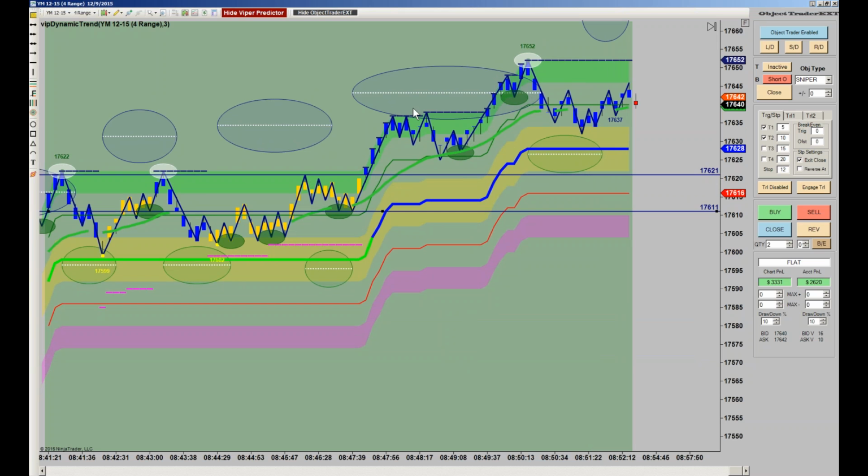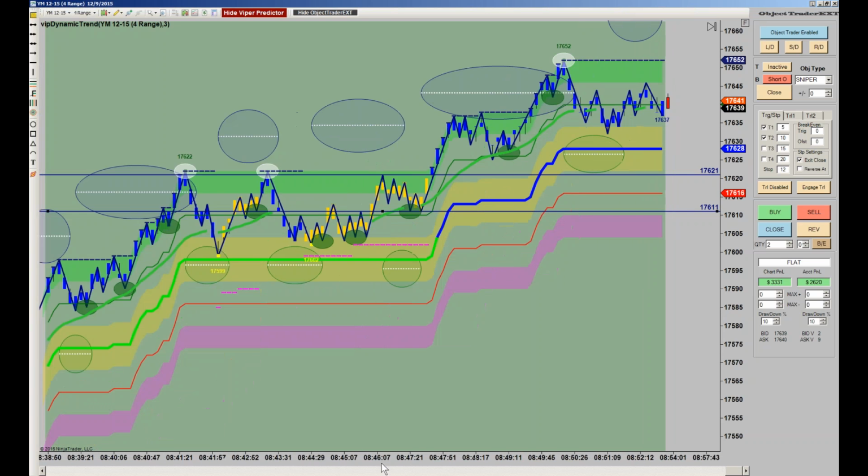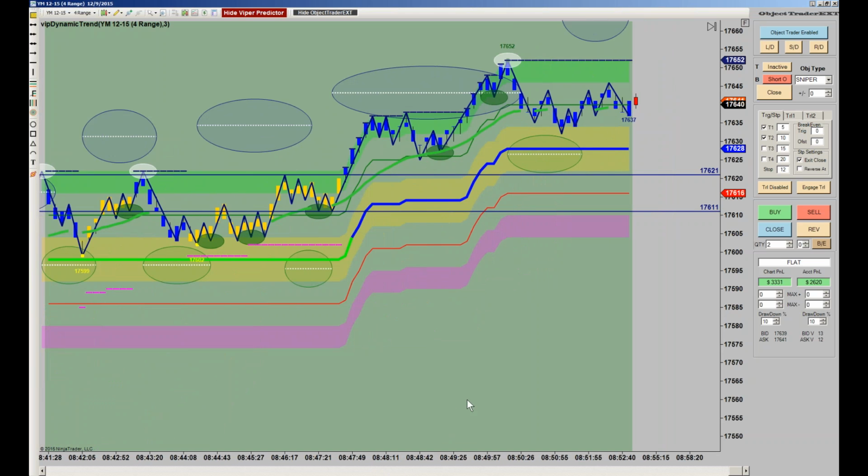Thrust, retrace, thrust, retrace, thrust. So that's your primary swing on the little bit larger one, the Lightning 2, and then this is your secondary one. So I expect it to hit its head right on top of that swing right there. And that's where I'd be looking for a trade.